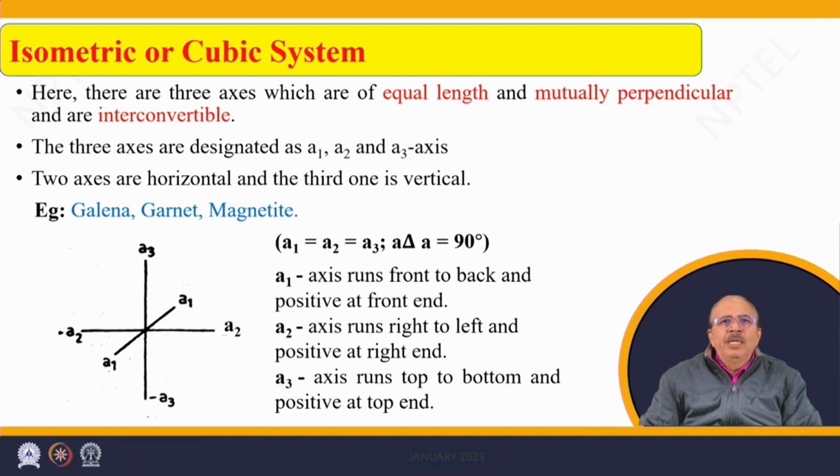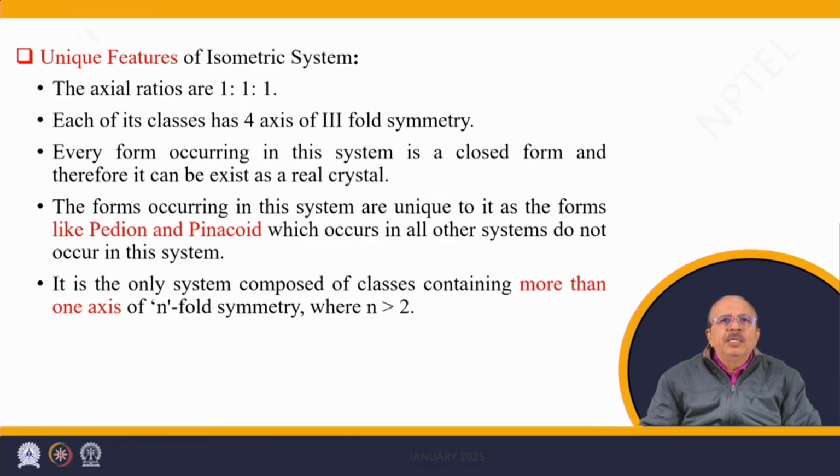Here in the diagram you can see the A1 axis runs front to back and is positive at the front end, whereas the A2 axis runs right to left and is positive at the right end, and the A3 axis runs top to bottom and is positive at the top end. So this is about the isometric or cubic system. The unique features of the isometric system are that the axial ratios are 1:1:1. Each of its classes has 4 axes of threefold symmetry. Every form occurring in this system is a closed form, and therefore it can exist as a real crystal.